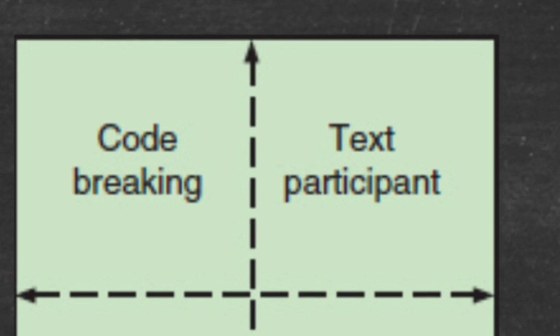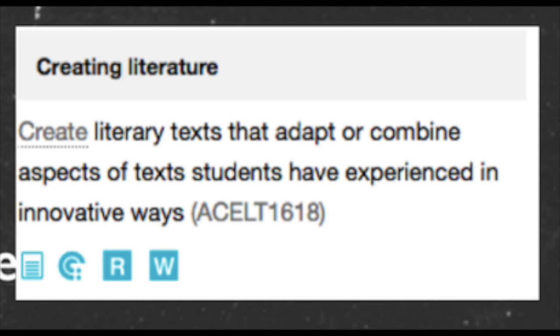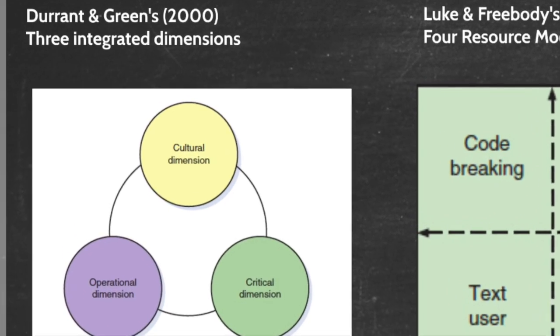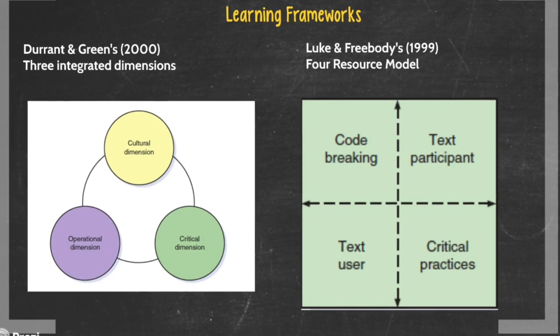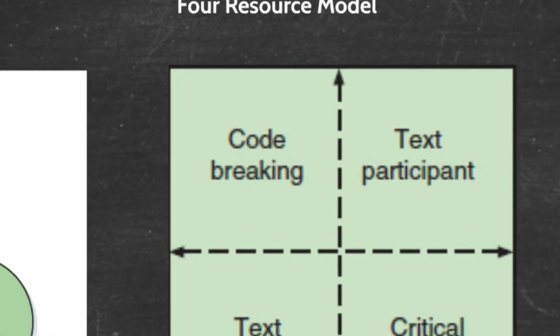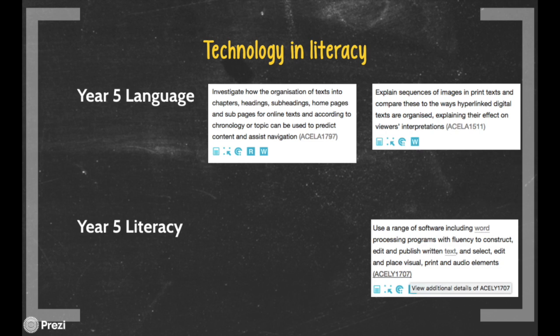the 4 resources model. The next example of multimodal literacy in the English curriculum comes from the Year 6 literature strand, requiring students to create literary texts that adapt and combine aspects of texts they have experienced in innovative ways. According to Durrant and Green, this is a cultural dimension, which aligns with being text users and text participants in the 4 resources model. The final example of a recent demand on the contemporary classroom is the use of technology.